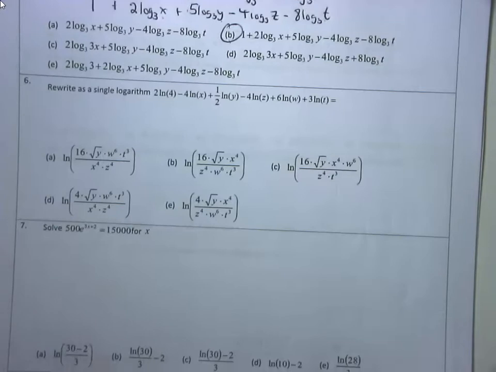All right, Humpty Dumpty, multiple parts, now putting back together again. Rewrite as a single logarithm, and again, focusing on the words, because these are the same similar words that I know they use on the final exam, hence I'm going to try to use the same words on my test to get you guys well prepared for my test as well as the final exam. I got 2 natural log of 4 minus 4 natural log of x plus 1/2 natural log of y minus 4 natural log of z plus 6 natural log of w plus 3 natural log of t.